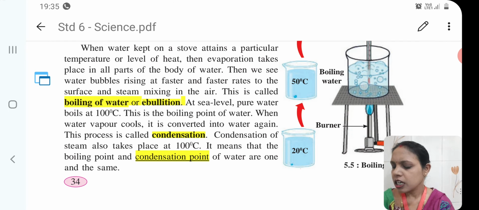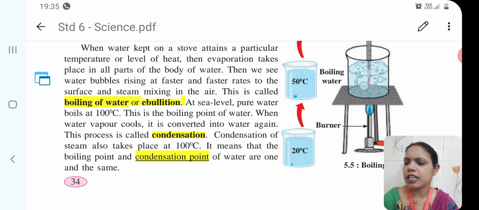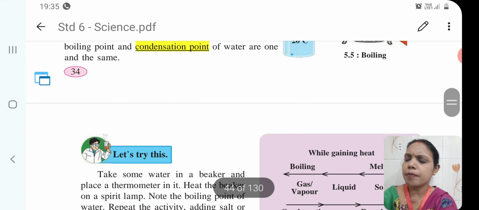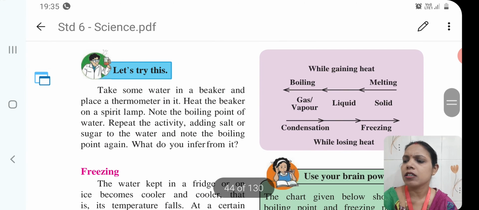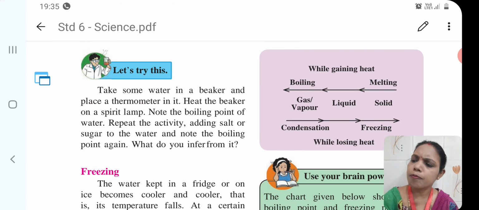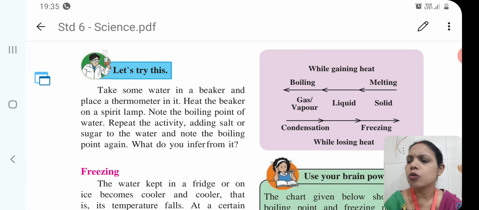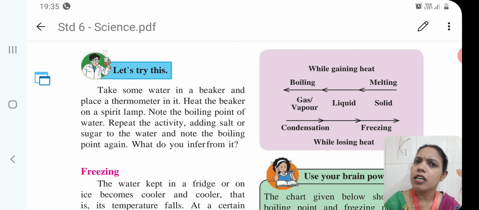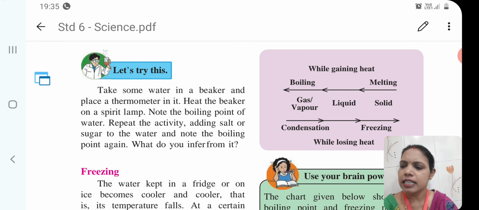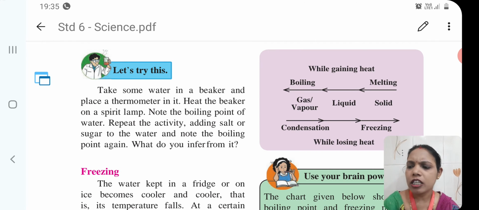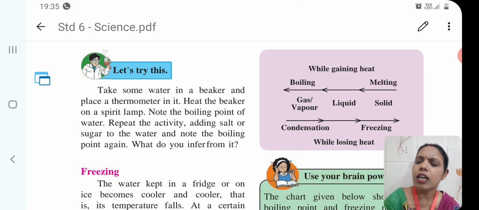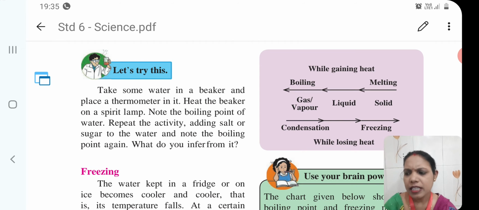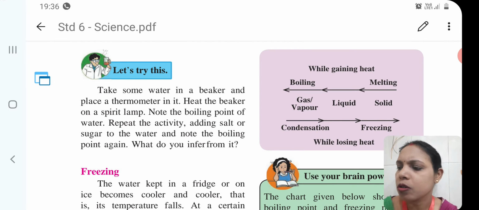So children, take some water in a beaker and place a thermometer in it. Heat the beaker on a spirit lamp. Note the boiling point of water. Repeat the activity, adding salt or sugar to the water, and note the boiling point again. Already we have studied that the boiling point of water is 100 degrees Celsius. Now after adding these substances to your water, that is salt, sugar, or something else, you are going to observe what happens to that temperature.